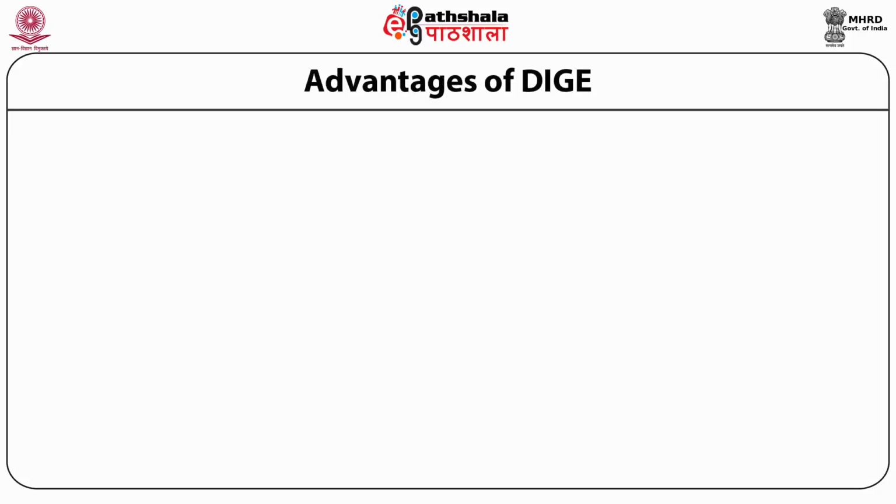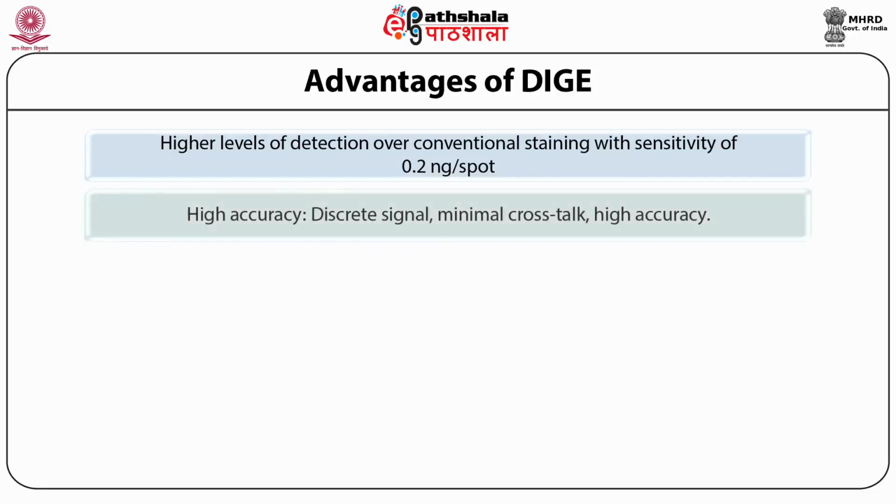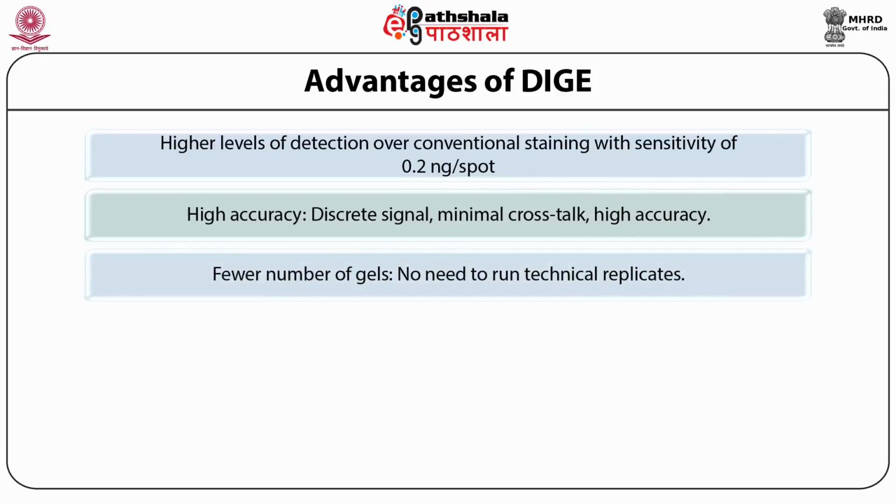We now try to understand the advantages of the DIGE technique. Higher levels of detection are possible, compared with conventional staining, with a sensitivity in the range of nanogram per spot. There is higher accuracy with discrete signals and minimal crosstalk. There are fewer gels required.